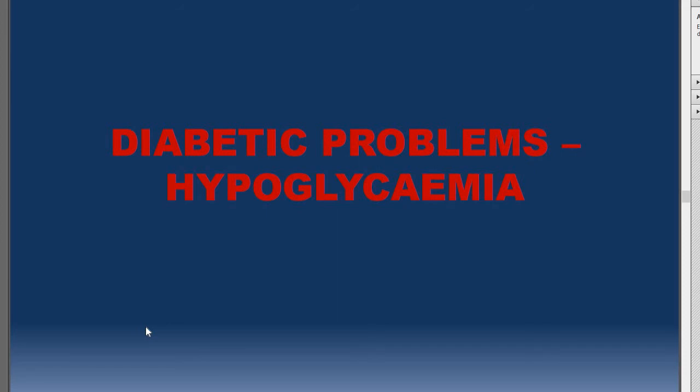So a good rule of thumb: just check a glucose. There's absolutely no harm in doing it, especially with someone with neurological symptoms, so confusion, drowsiness, low conscious level. These are really critical times that you need to check your blood sugar level.